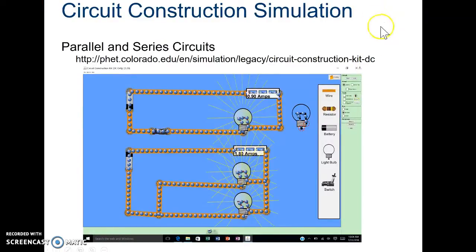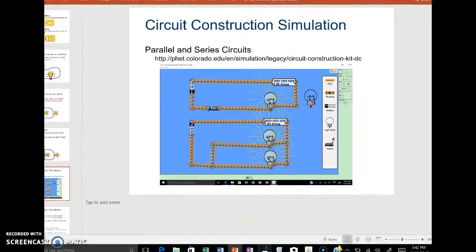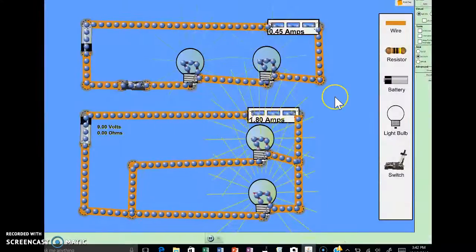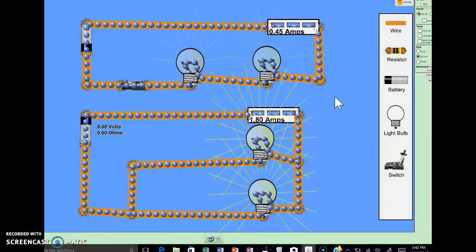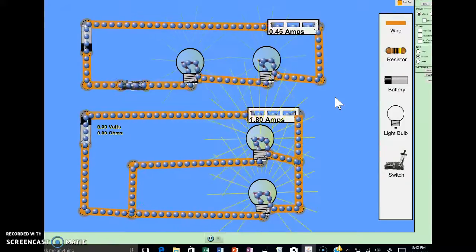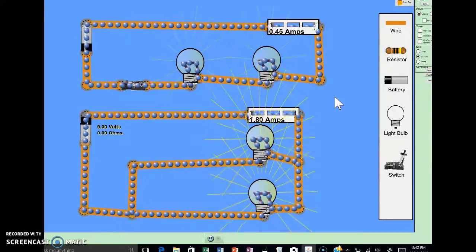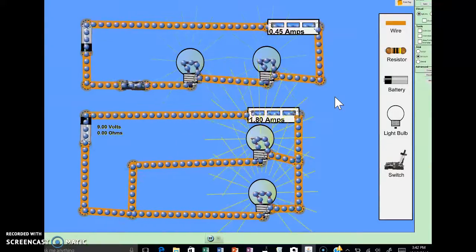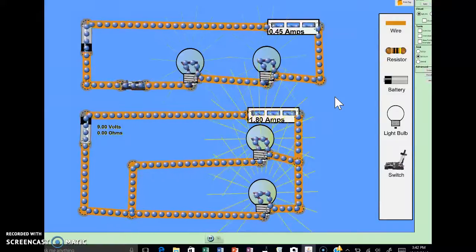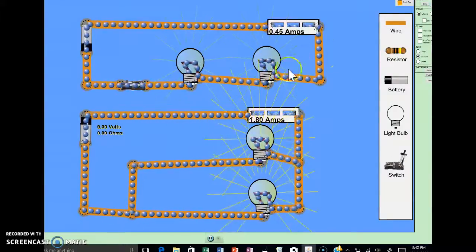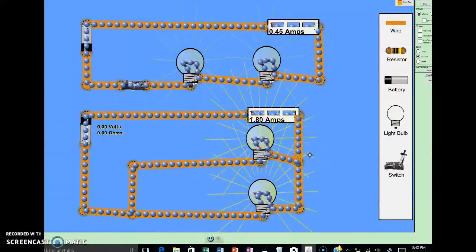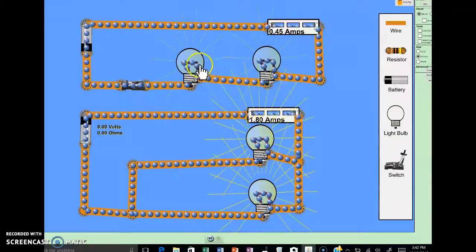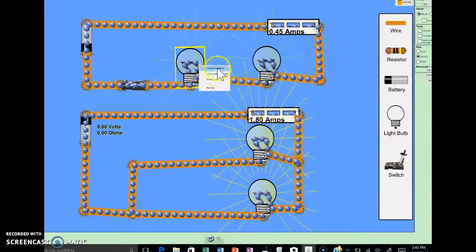Okay, so now I want to show you a simulation that I think will help you to better understand what's going on within the circuits. And you'll get to play with this simulation yourself, and you'll get to do some exercises. And I think this will help to understand the different types of laws and relationships that are going on within these two types of circuits. So the top circuit represents a series circuit, and the bottom circuit represents a parallel circuit.